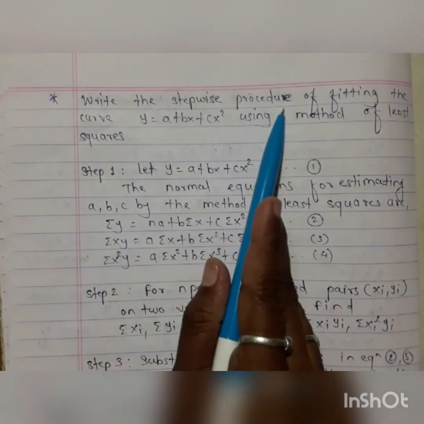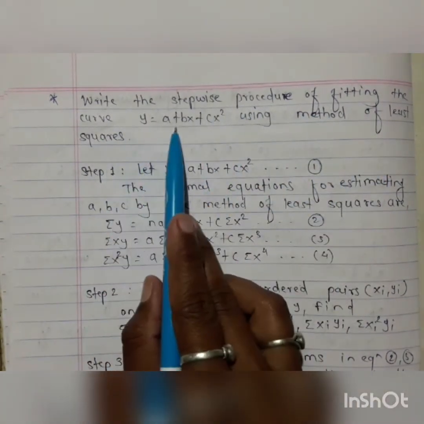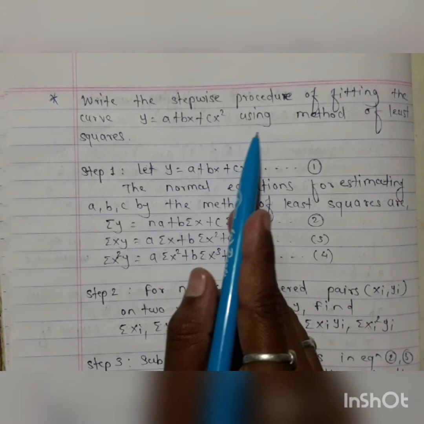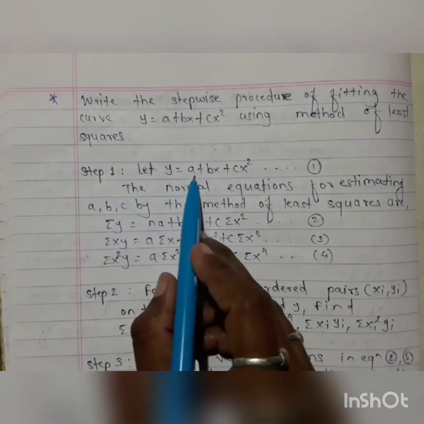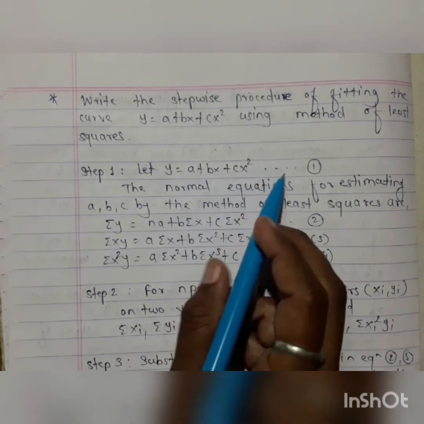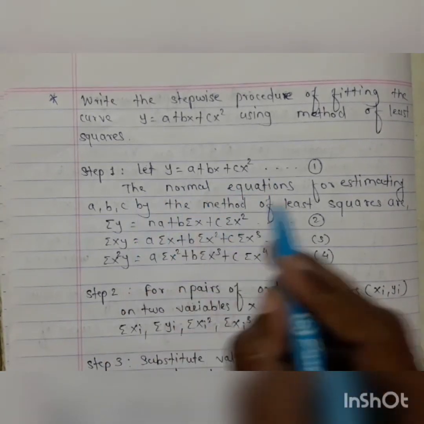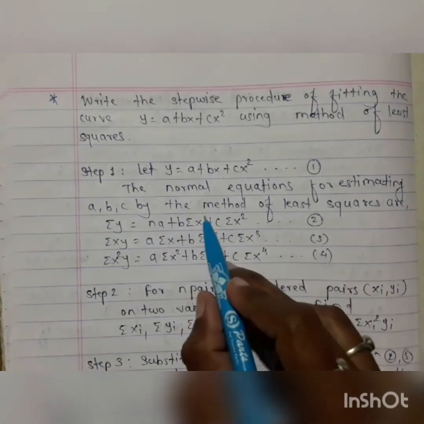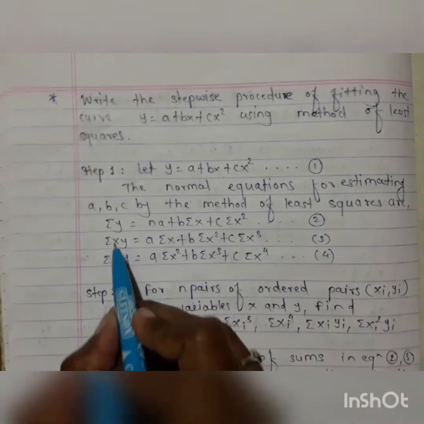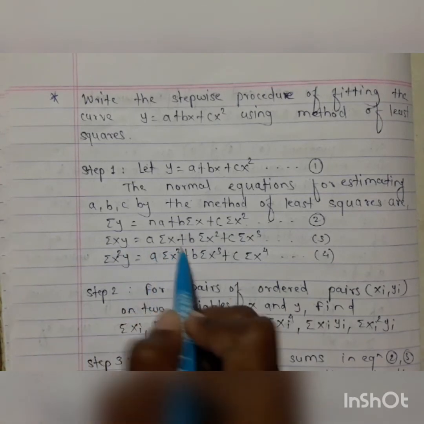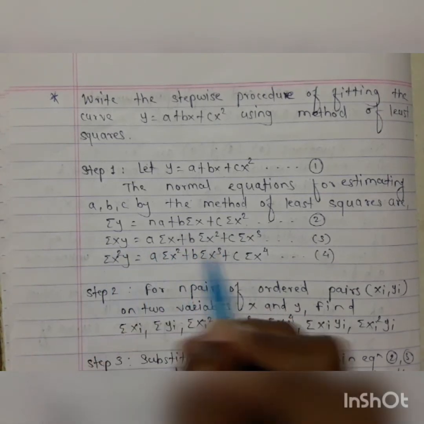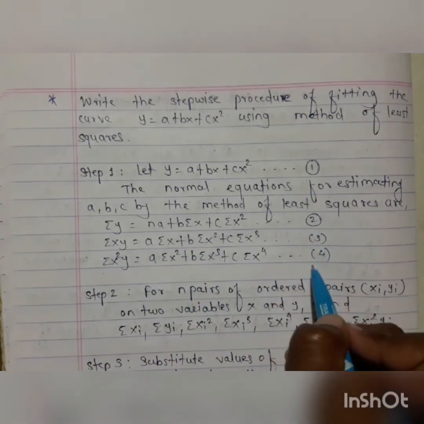Write the stepwise procedure of fitting the curve y is equal to a plus bx plus cx square using the method of least squares. First step: let y is equal to a plus bx plus cx square. This is equation number 1. The normal equations for estimating a, b, c by the method of least squares are summation y is equal to na plus b summation x plus c summation x square, summation xy is equal to this, and summation x square y is equal to this. These are equations 2, 3 and 4.